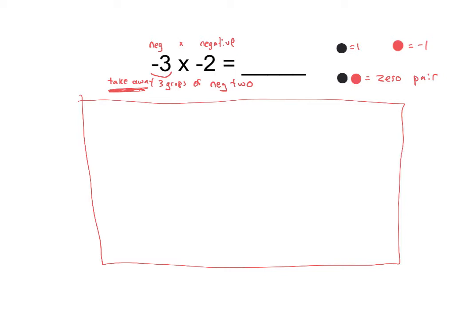I'm going to start by creating 3 groups of positive 2. There's 1 group, 2 groups, 3 groups. That's 3 groups of positive 2. I need to balance out my table so it still has a value of 0. So I'm going to create 3 groups of negative 2. 1 group of negative 2, 2 groups of negative 2, 3 groups of negative 2.